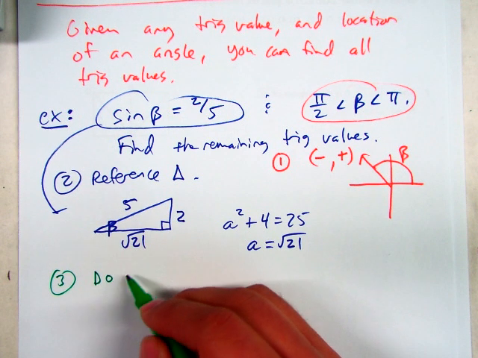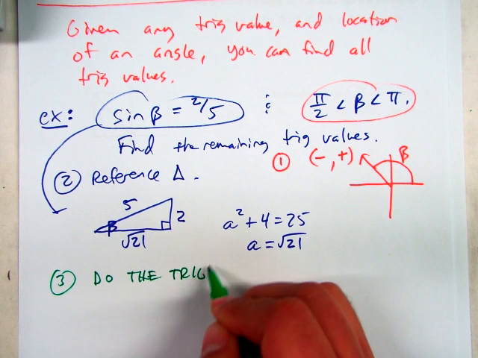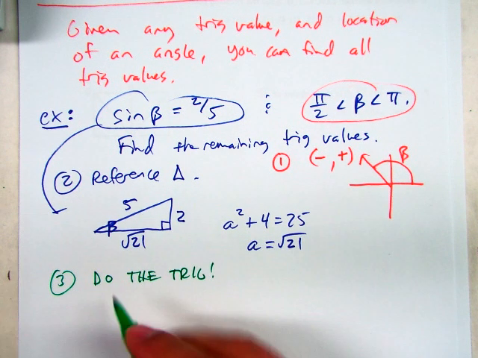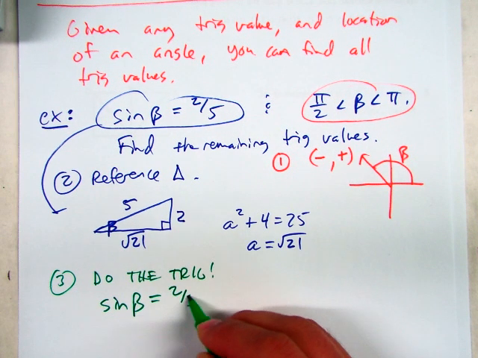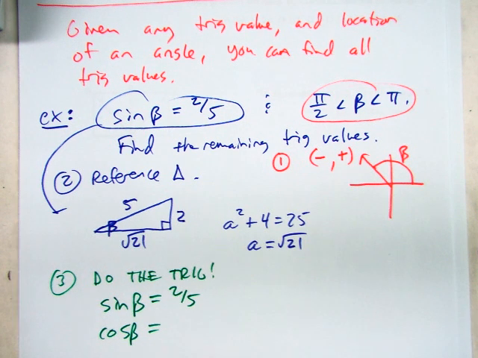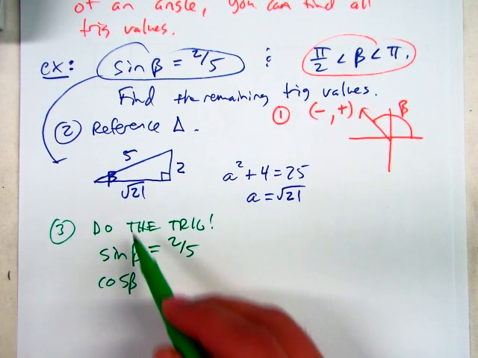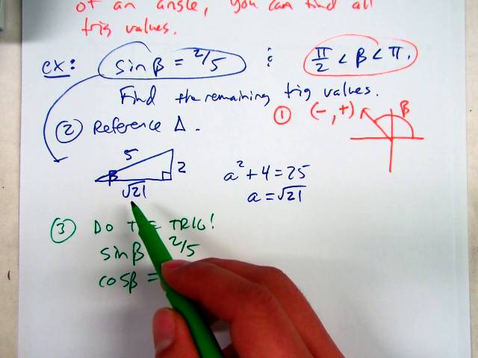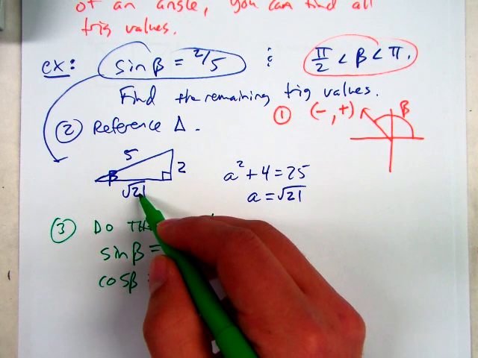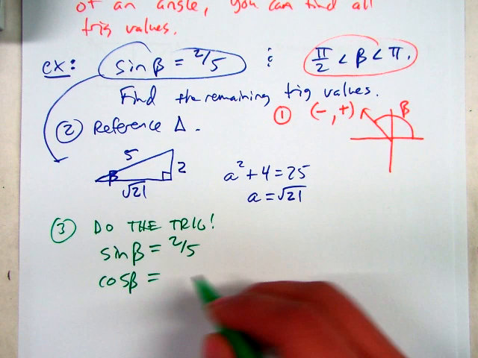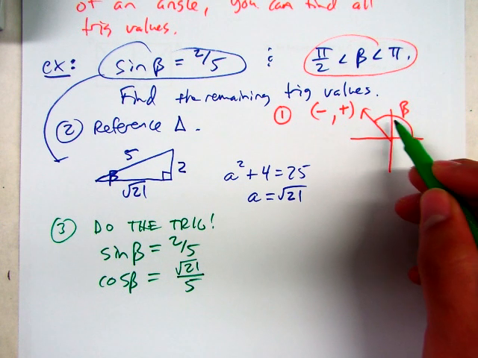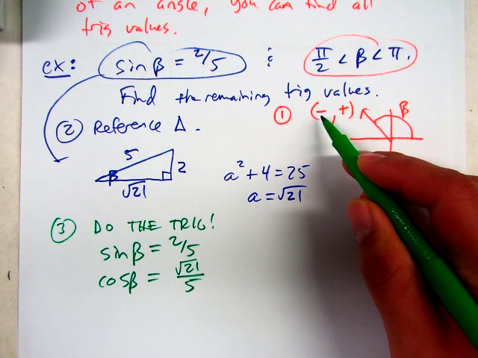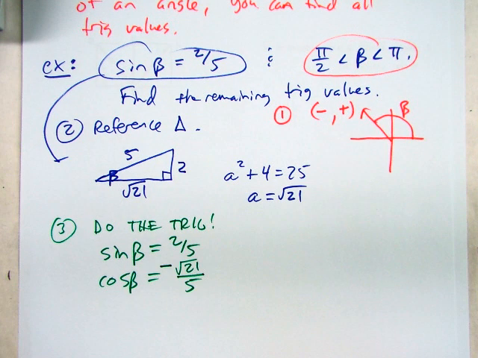So now to answer the question, this is the last thing I do. Do the trig. I like to do sine first. Sine beta, I already knew was 2/5, right? Cosine beta, according to my right triangle, would be adjacent over hypotenuse. Good, so root 21 over 5. And now just keep in mind we're in the second quadrant. In the second quadrant, x is negative, meaning cosine is negative. You guys follow that? Okay.